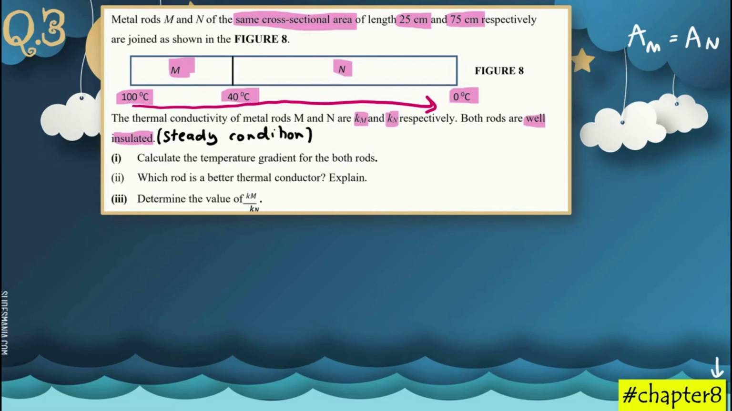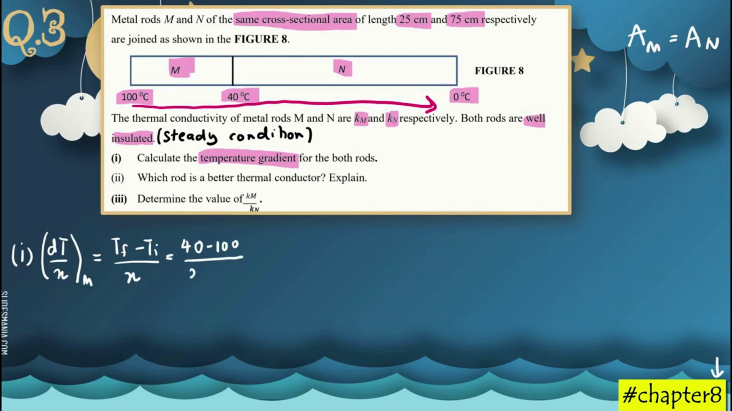So the first question is to calculate the temperature gradient for both M and N. Alright, the solution for the first question: we want to find dT over S for M and N. So this is for M. It is equal to T final minus T initial over S, the length. So it is equal to 40 minus 100, and the length for rod M is equal to 25 times 10 to the minus 2 meter. And the value is negative 240 degrees Celsius per meter.